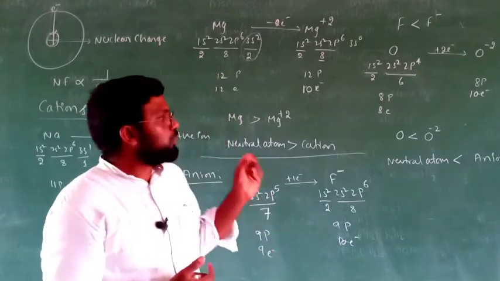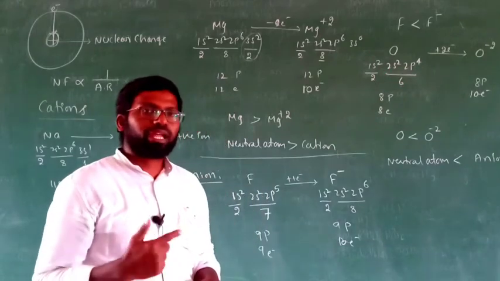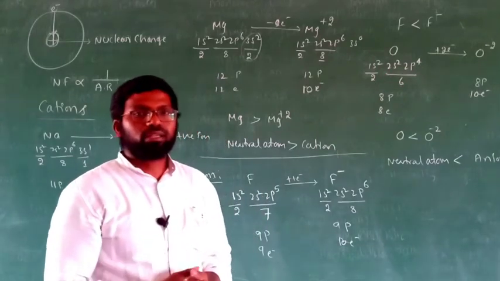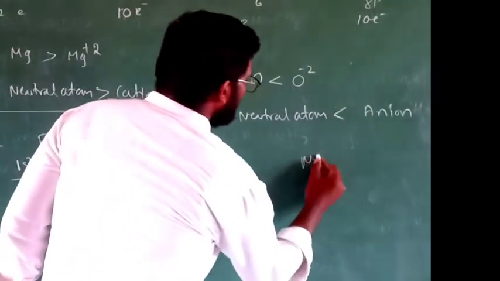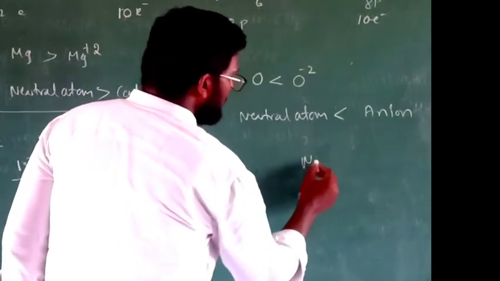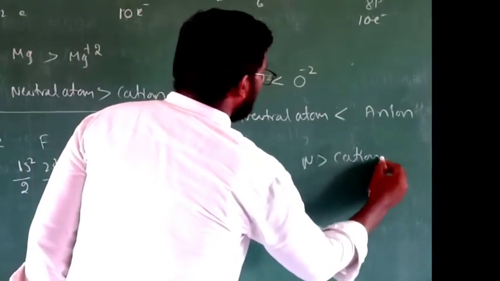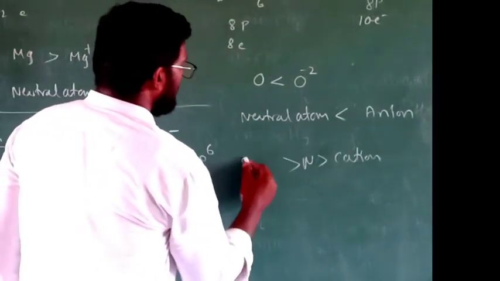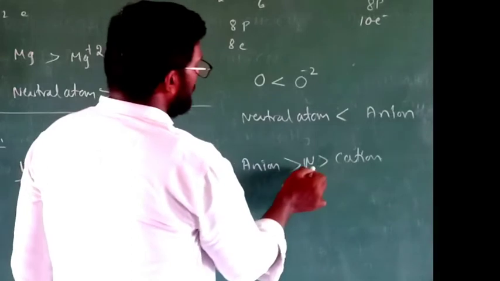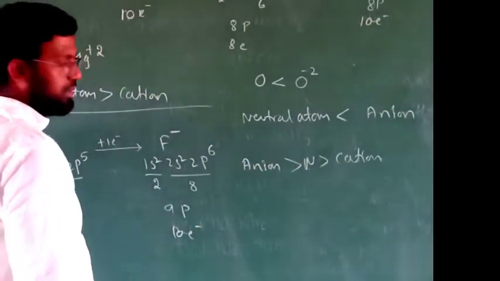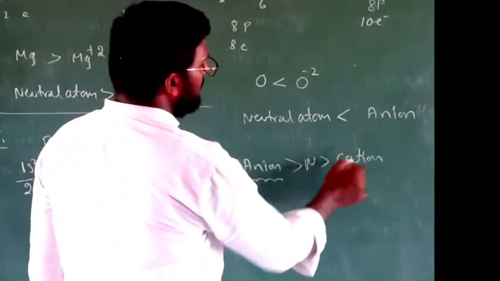In the same manner, when we keep on adding electrons to a neutral atom, the size of the neutral atom gradually increases. So finally, what can we conclude? The size of the neutral atom is always greater than its cation, but it is always less than its anion. So among cation, neutral atom and anion, whose size will be greater? Anion size will be greater than neutral atom. Neutral atom size is greater than cation.